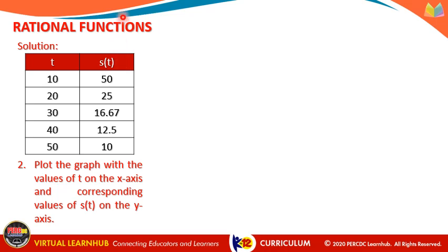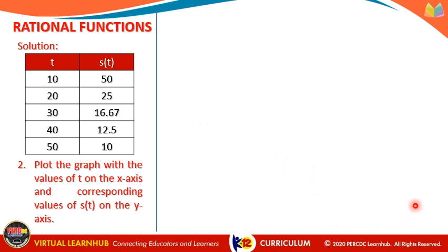So, yung sinasubstitute, yun yung mga nilalagay natin sa x-axis. Yung mga nakukuha nating sagot, yun yung ilalagay natin sa y-axis. Tapos, iti-treat natin to na isang coordinate. So, halimbawa, t is 10, s of t is 50. Parang sa x-axis, ang x-coordinate mo ay 10 at ang y-coordinate mo ay 50.